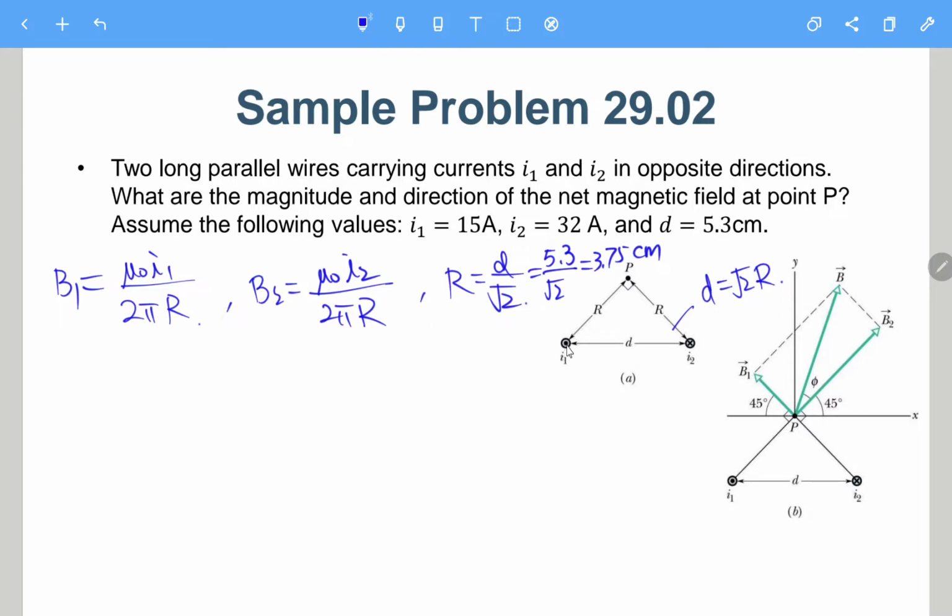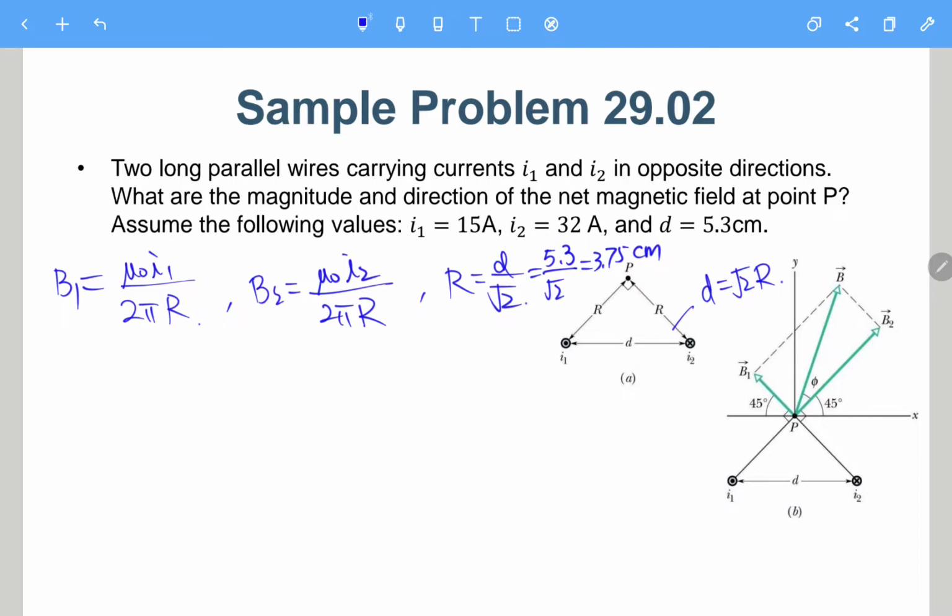The current is pointing out of the page, and we consider the B field at point P. We need to determine the direction at point P by ds cross r hat, where ds is pointing out of the page, and r hat is pointing this way. So ds pointing out of the page crossed to this side gives the direction of B1, which is shown by this arrow.